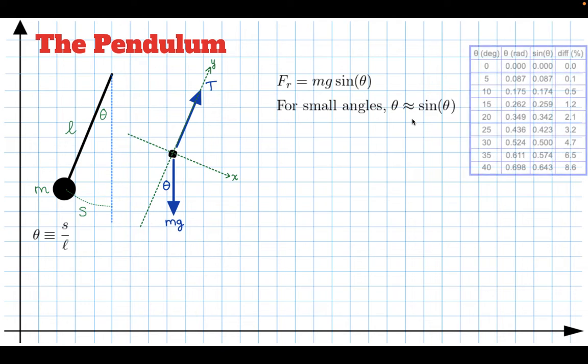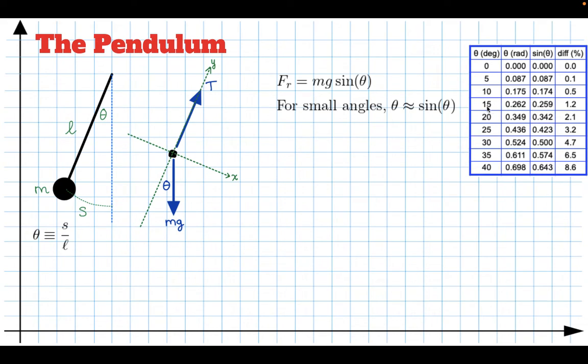And to show you a little table, here I have the angle in degrees, here I have the angle in radians, and here I have the sine of the angle. So you can see that for 5 degrees, the angle in radians and the sine of the angle are very close. So if we go to 10 degrees or 15 degrees or 20 degrees, you can see that these are still pretty close. The angle in radians and its sine are pretty close together, and I calculated the difference here in percent.